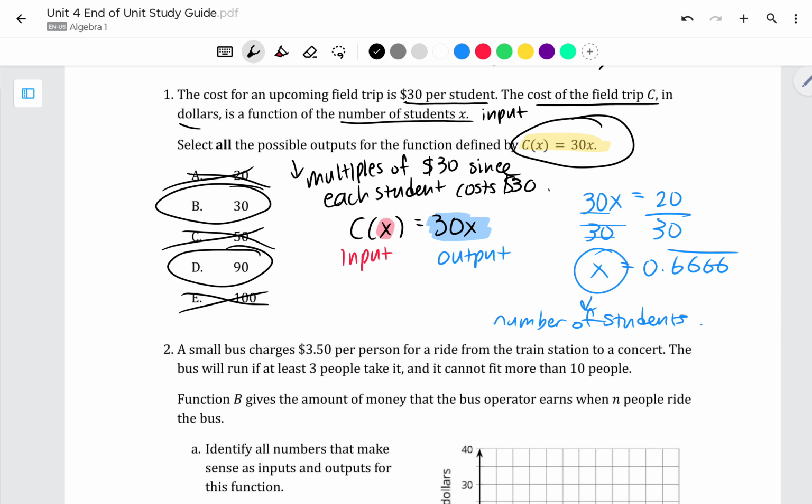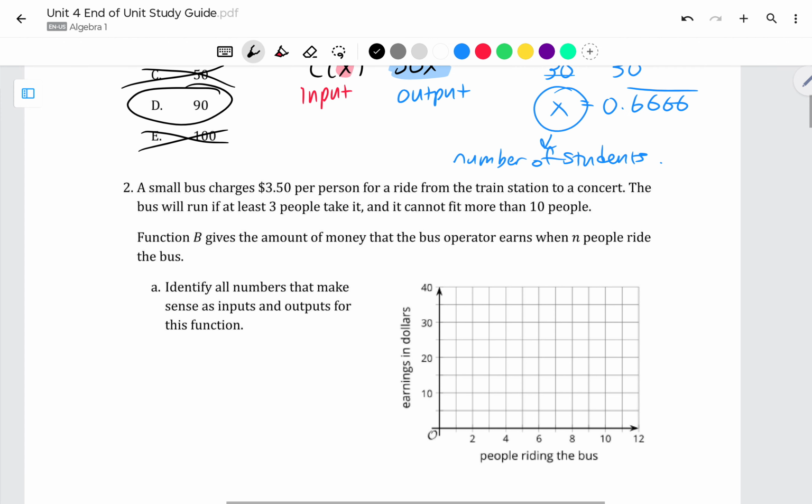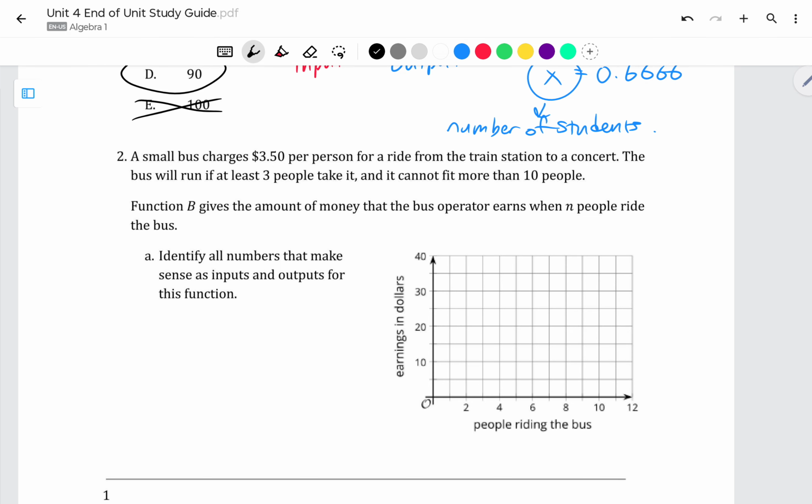A small bus charges $3.50 per person for a ride from the train station to a concert. The bus will run if at least 3 people take it, and it cannot fit more than 10 people. The function B. So hold up. $3.50 per person, at least 3 people, and it cannot fit more than 10 people.